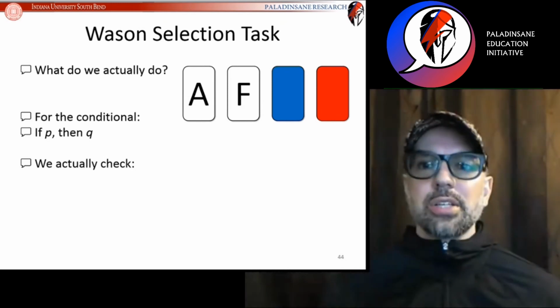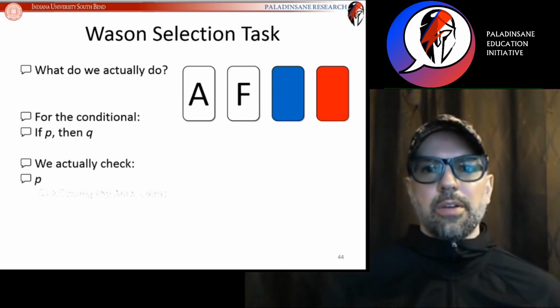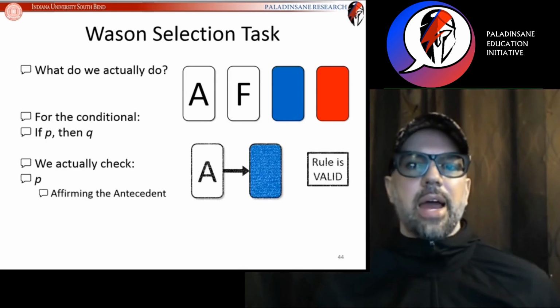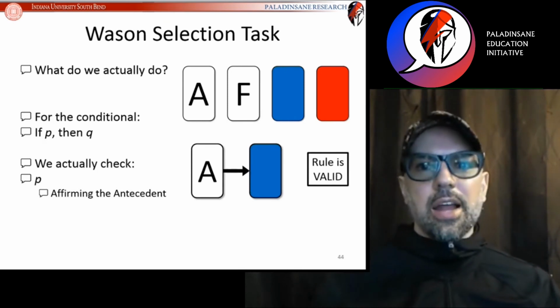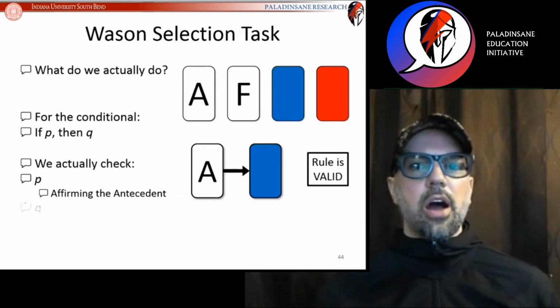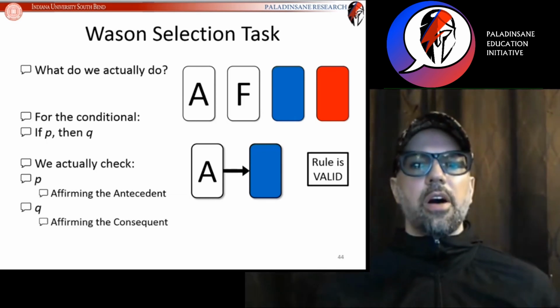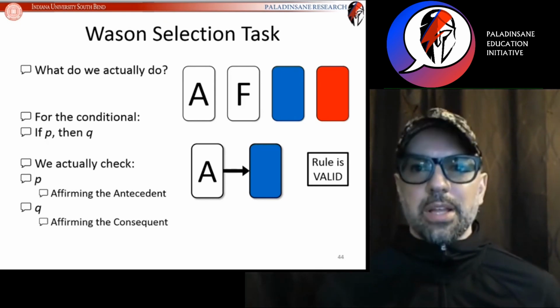What do we actually do? Well, as it turns out, we actually do check P. We actually do affirm the antecedent. That was the one that we typically got correct. The error that we typically make, however, is we also check Q. That's the error that we typically fall for. We fall for the invalid argument of affirming the consequent.